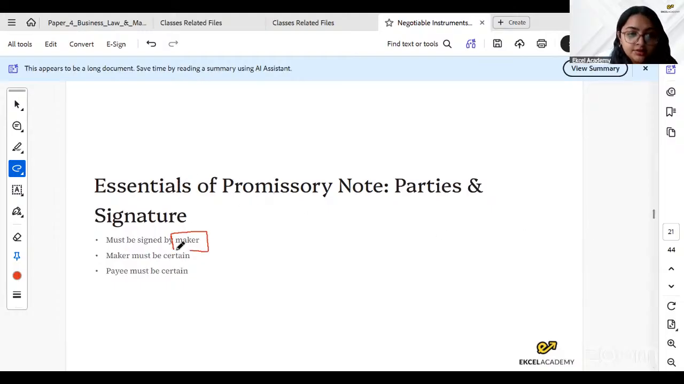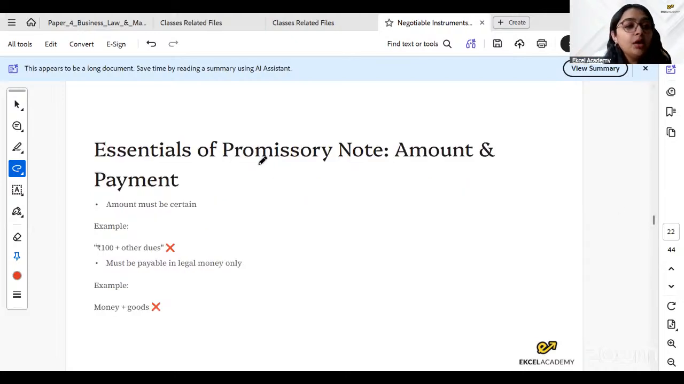All right. Next, parties and signatures. It must be signed by the maker. The maker must be certain. It should not be like, someone will pay you rupees 50,000. I will pay you rupees 50,000, and the payee will also be certain. Okay, I will pay 50,000 on 31st March. To whom? You need to mention that very specifically.